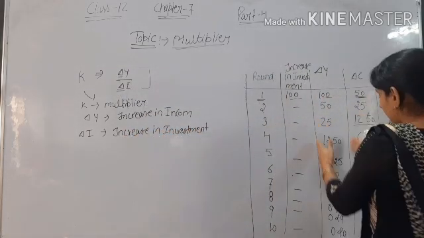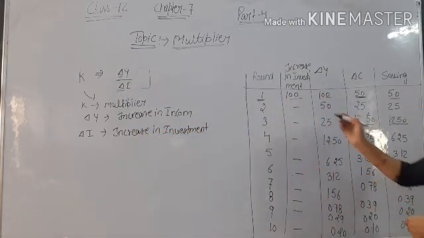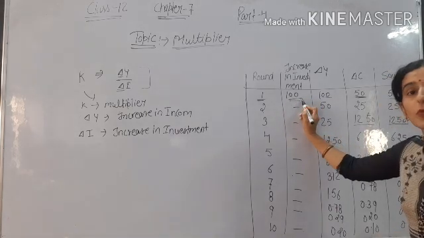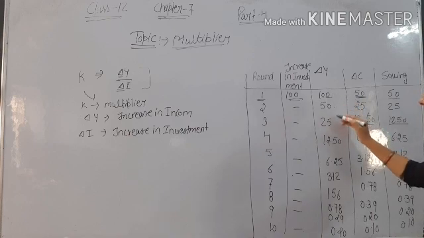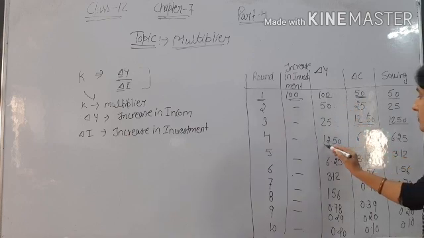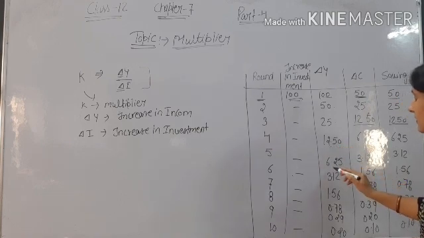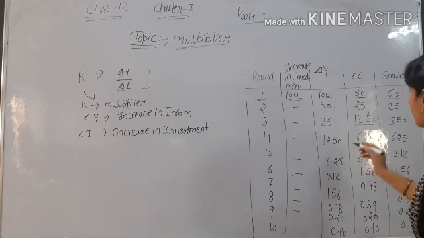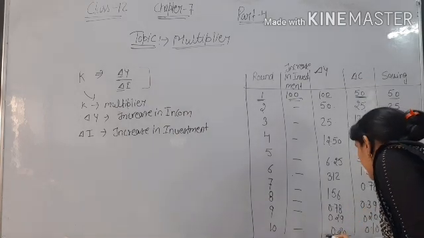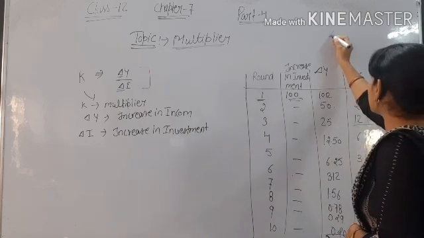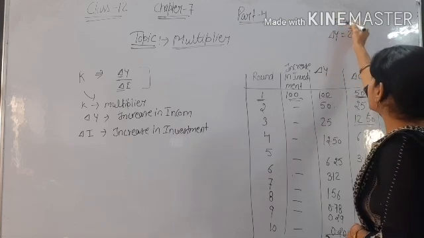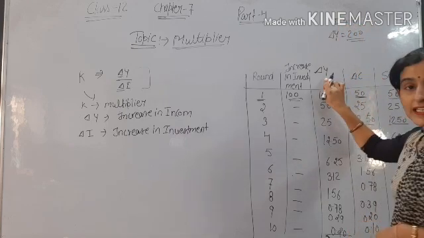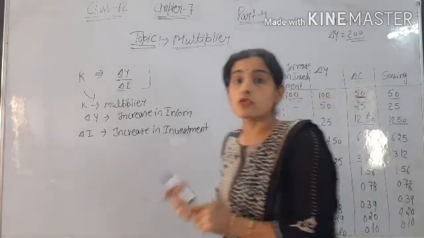From here we can conclude that there is an investment of only 100 rupees in the economy, but the increase in income is 150, 175, then 187, 193, 196, 197, and it becomes 200 total. The total of this change in income is equal to 200. So investment in the economy is 100 rupees, but the increase in income, the change in income, is 200 rupees.